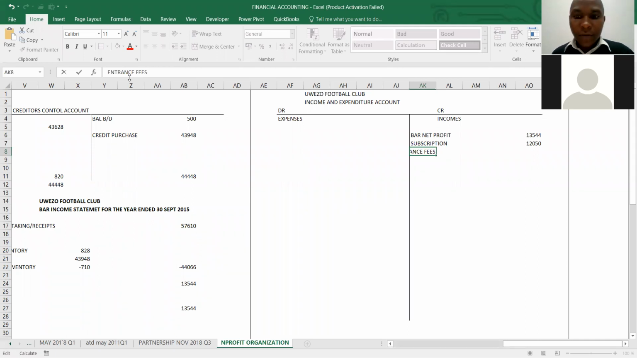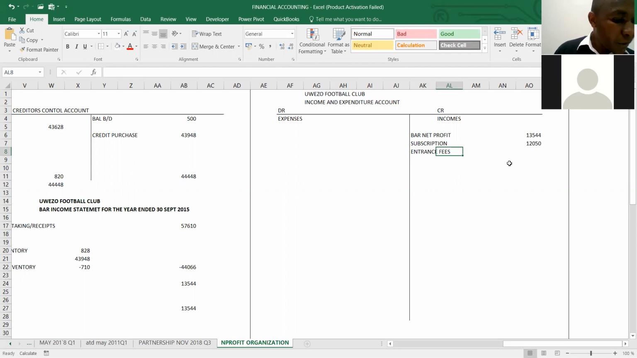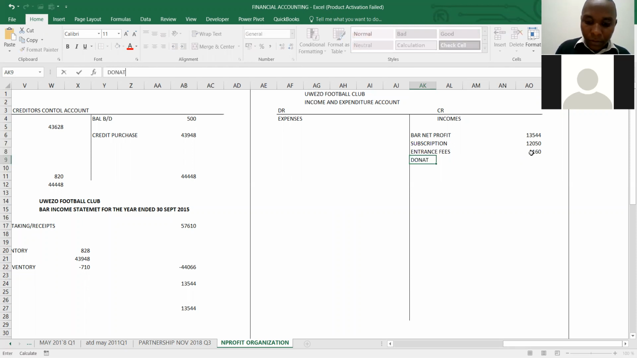So we will have entrance fee. Yes, entrance fee is an income on the debit side of our receipts and payments. 1,160. And another one we have is donation. Donation is how much? 80, 24. So we have done with the income.